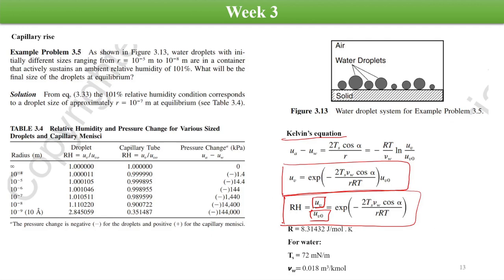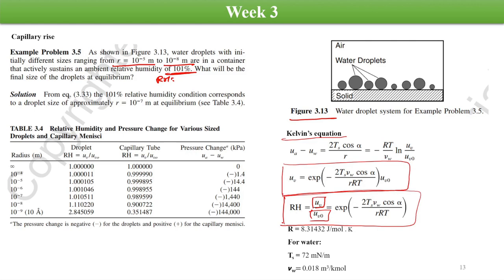The problem says that, as shown in figure 3.13, water droplets with initially different sizes, ranging from radius 10 to the power minus 5 to 10 to the power minus 8, are in a container. That container sustains an ambient relative humidity of RH equal to 101%. What will be the final size of droplets at equilibrium? So we need to determine what the final size of the droplets will be at equilibrium.